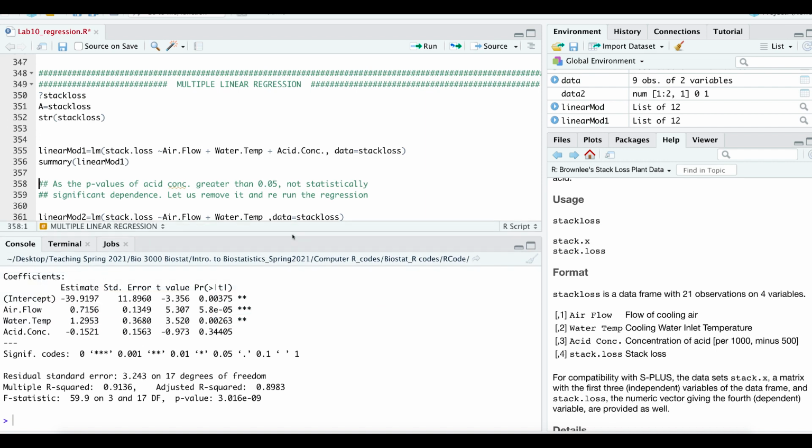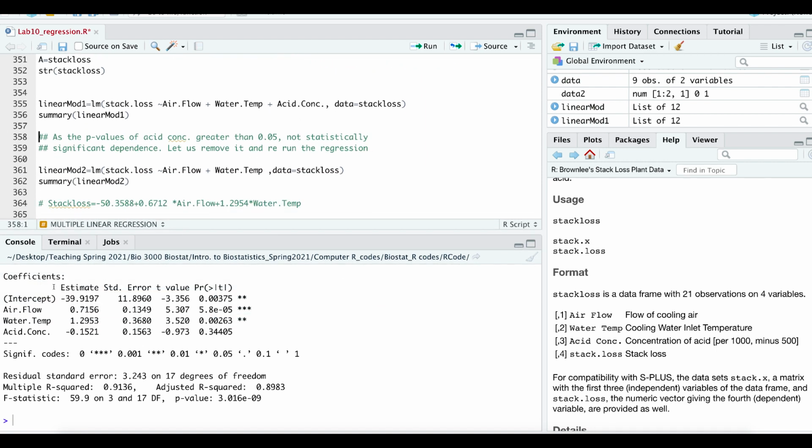You got, let me scroll up a little. What I want to see here is the p-values for airflow, water temperature and acid concentration. For airflow the p-value is less than alpha, for water temperature the p-value is less than alpha, and for acid concentration the p-value is greater than alpha, meaning that acid concentration does not have a significant linear impact on the stack loss. That's what we say.